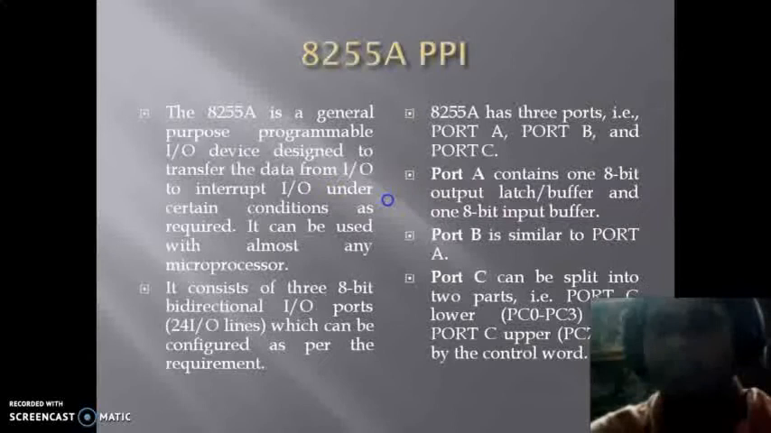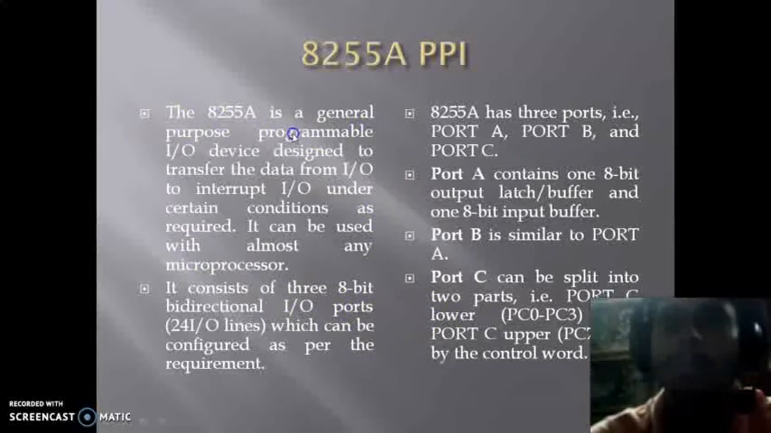So now I will discuss the structure of 8255A. But before that, I will give the introduction of 8255A. That is, 8255A is a general purpose programmable input-output device designed to transfer the data from input-output to interrupt input-output under certain conditions as required.